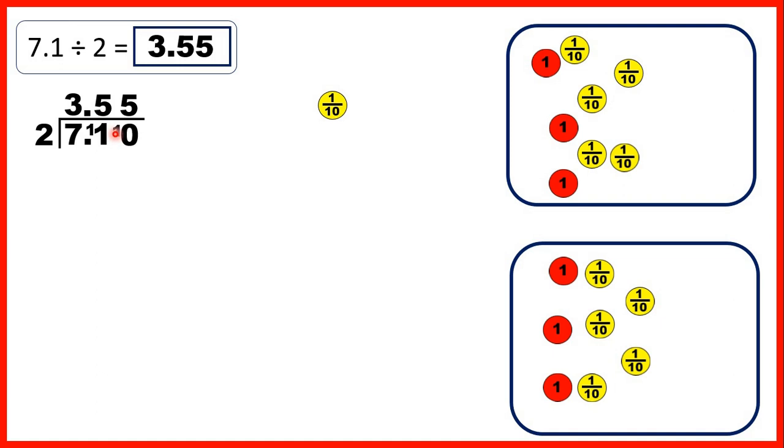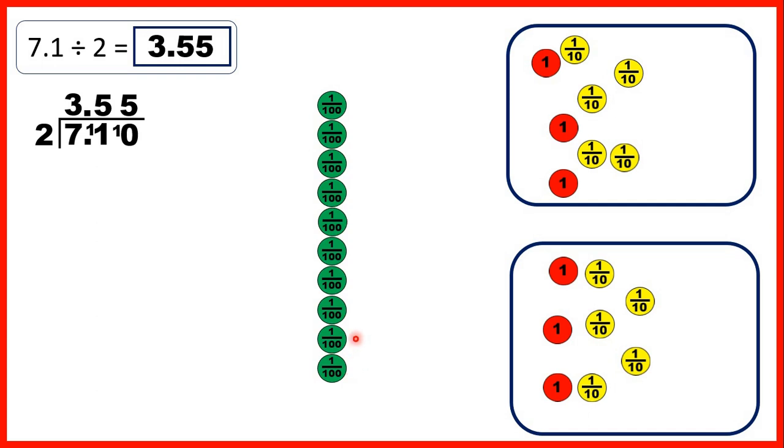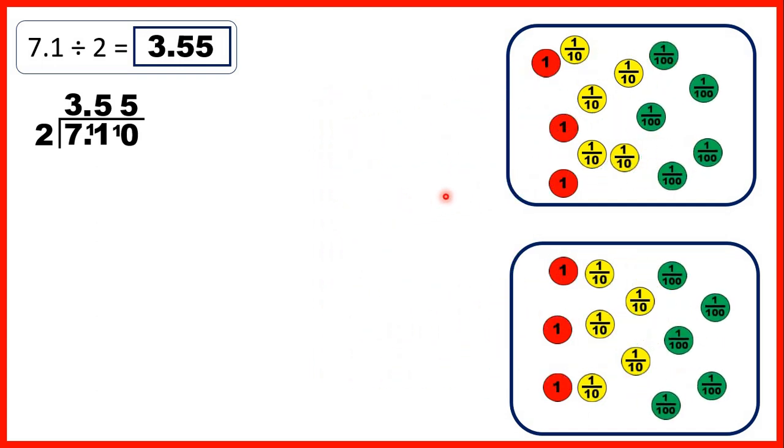But we wrote the remainder in front of a 0 in the hundredths digit to give us 10 hundredths. And that makes sense because 1 tenth is the same as 10 hundredths. So now we can share out those 10 hundredths to give us 5 hundredths in each group and nothing left to share out. So our answer is 3.55.